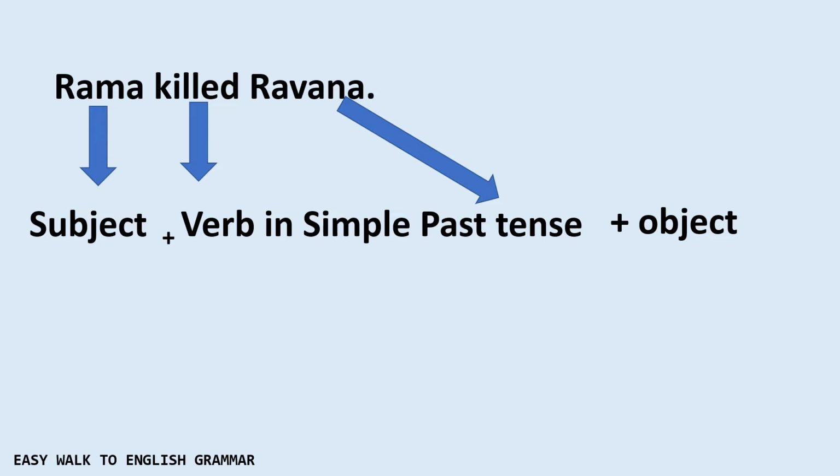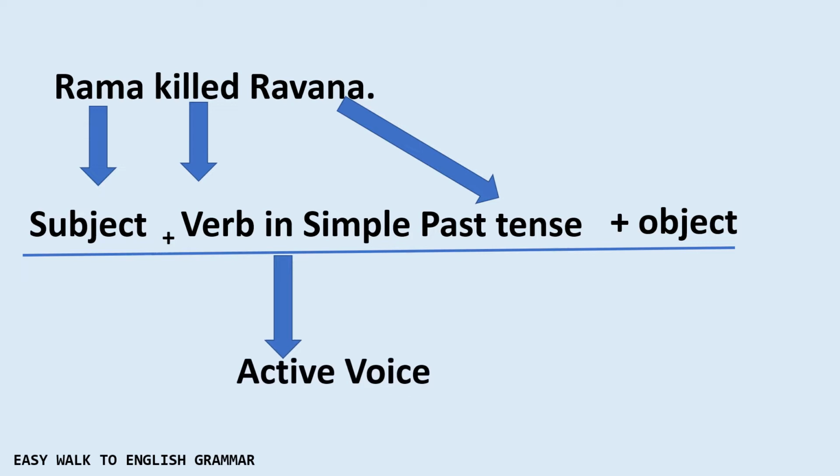Here, coming back to our point, this particular sentence is the active voice in simple past tense. Why is this sentence called active voice? Because in this sentence, the subject Rama has the importance. Please keep in mind that without the knowledge of what a subject is, you will not understand this video. Please do watch the other videos if you feel any difficulty. All the links are given in the description box.